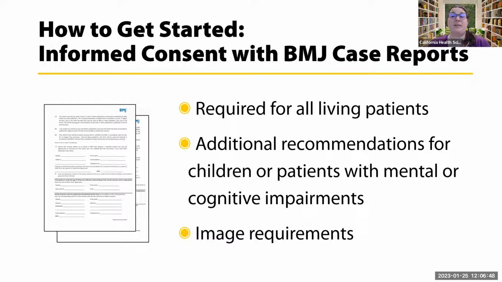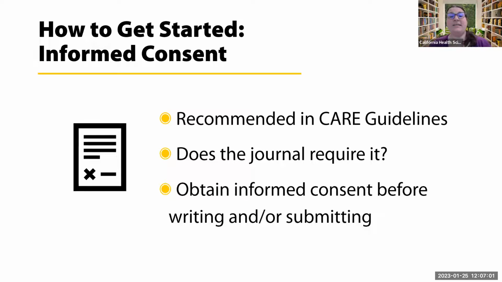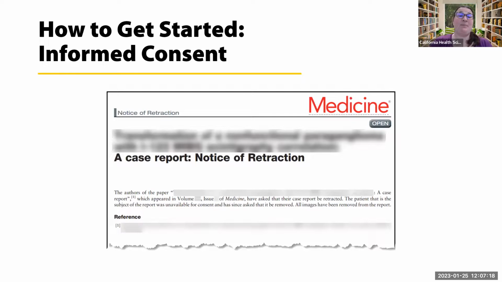So if there's a chance that a patient could be identified from a photograph or other image, then BMJ specifically needs the patient's written consent for those images. So we covered those things and then obtain the informed consent before writing or submitting. And the big part of that is you don't want to be in the position of spending time writing a case report and then for it to not be accepted because you don't have patient consent, or even worse, retracted. And that has happened. And here's an example of a case report that was retracted.